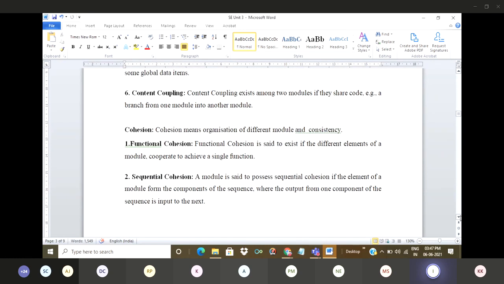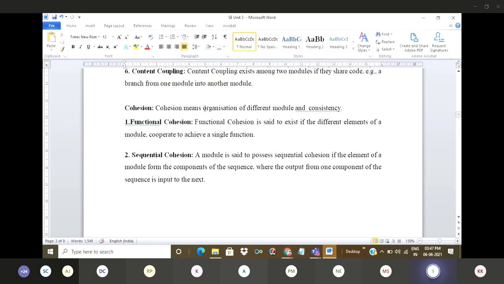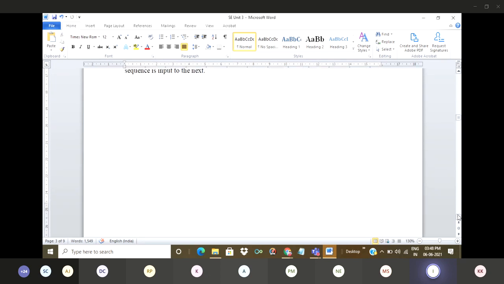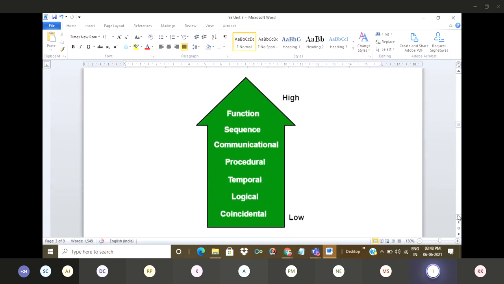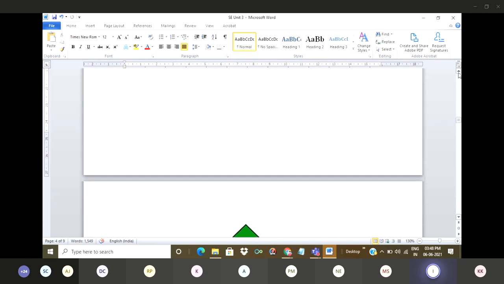Then cohesion. Cohesion is nothing but organization of different modules and consistency. So what are the types of cohesion available? Here is a diagram. Functional cohesion, sequential cohesion, communicational cohesion, procedural, temporal, logical, coincidental. These are the cohesion types available.